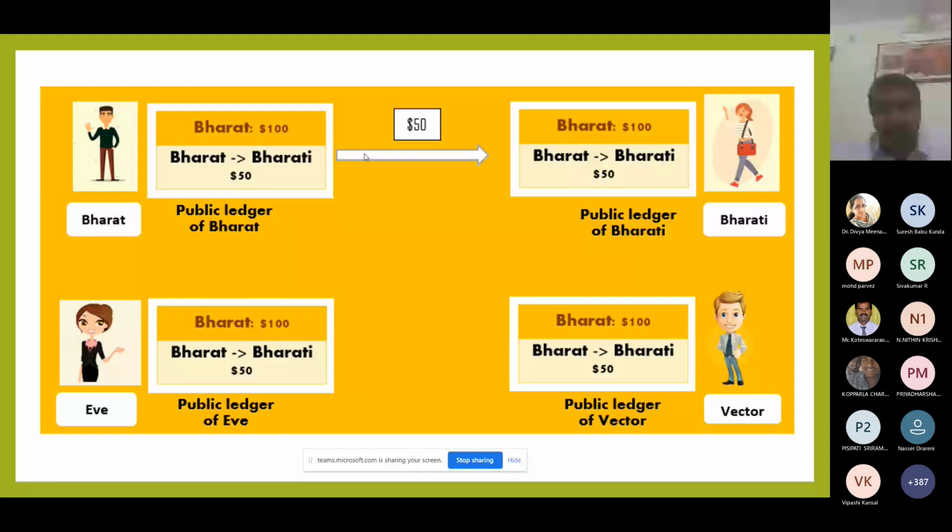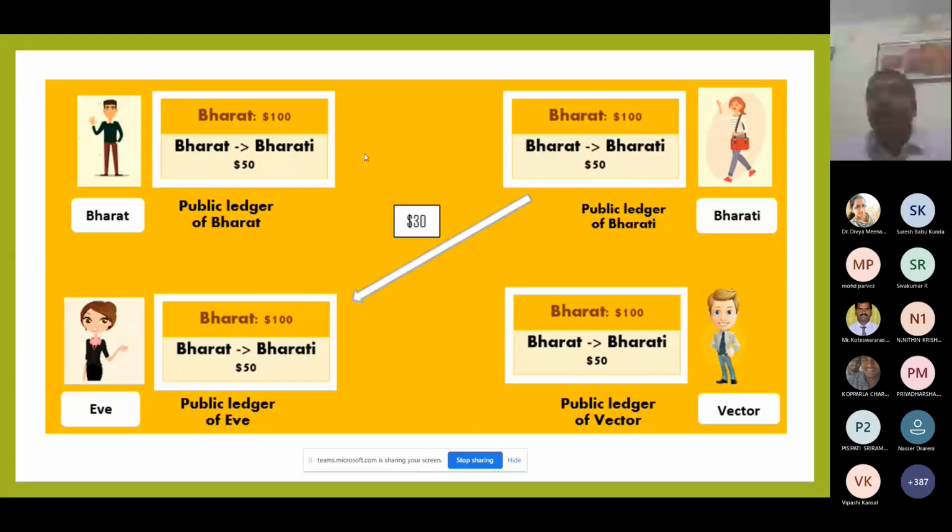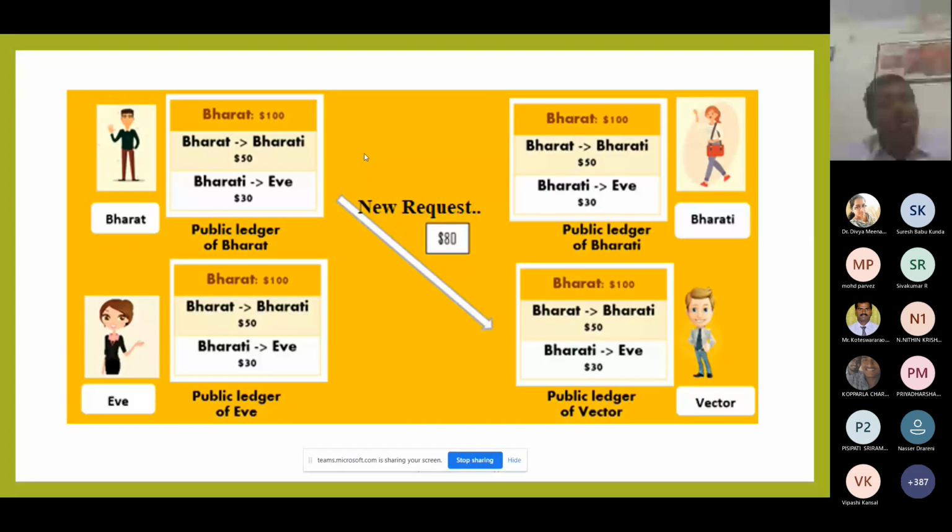Now Bharti also wants to send $30 to Eve. Everyone in the network knows that Bharat now has $50. Bharti also has $50 because Bharat has already given $50 to Bharti. Now Bharti wants to send $30 to Eve. Everyone knows Bharti is capable. She has $50 with her, so she can send it to Eve. So everyone allows it, and this $30 transaction is also reflected in the local copy of all.